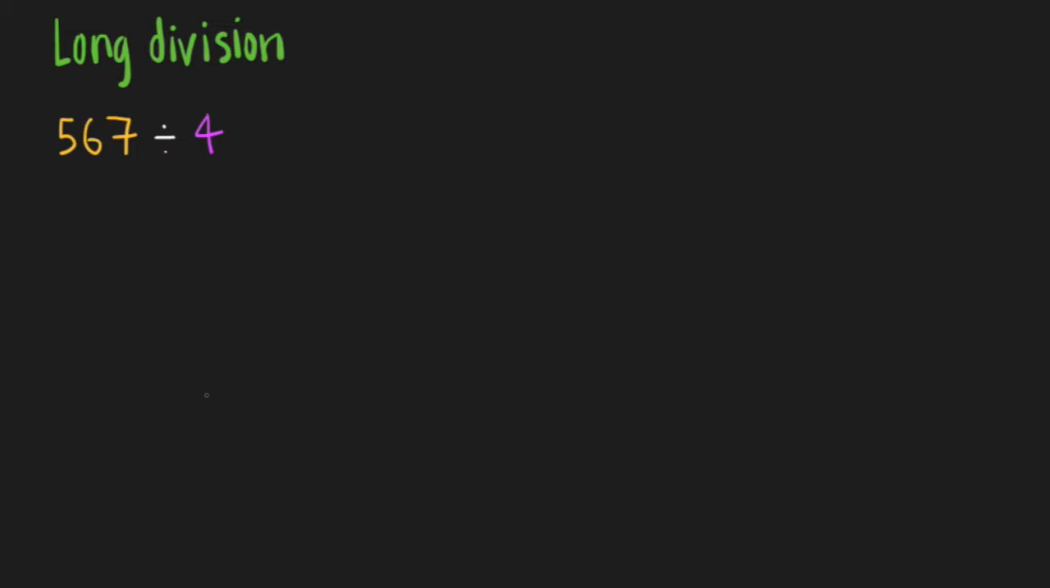In this video, we're going to go back to primary school and talk about long division. So we've got this question here, 567 divided by 4. So how would we go about doing this? Well, if you remember from your childhood, we put it into this form. So we put the 4 here on the left, and the 567 goes on the right.